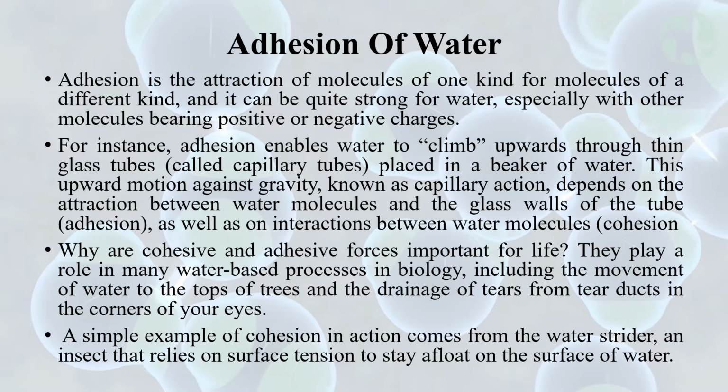Why are cohesive and adhesive forces important for life? They play a role in many water-based processes in biology, including the movement of water to the top of trees and drainage of tears from tear ducts in the corner of your eyes. A simple example of cohesion in action comes from the water strider, an insect that relies on surface tension to stay afloat on the surface of water.